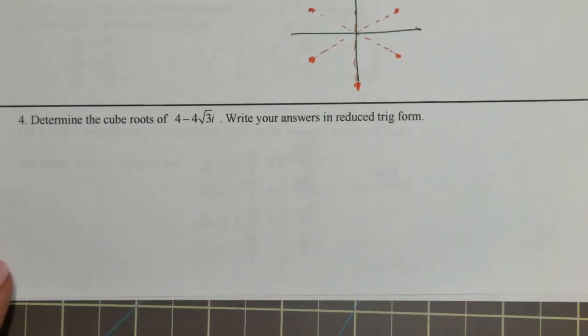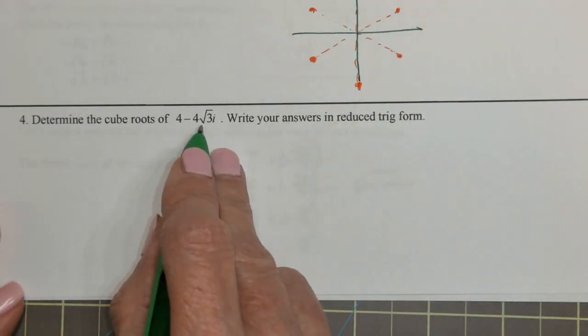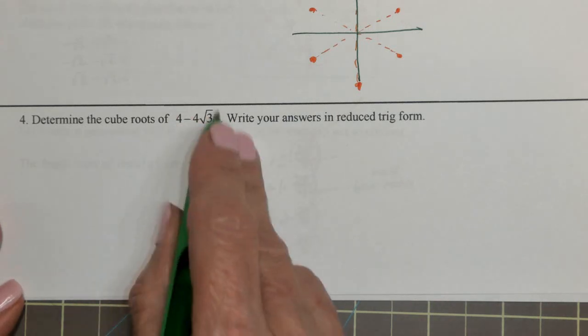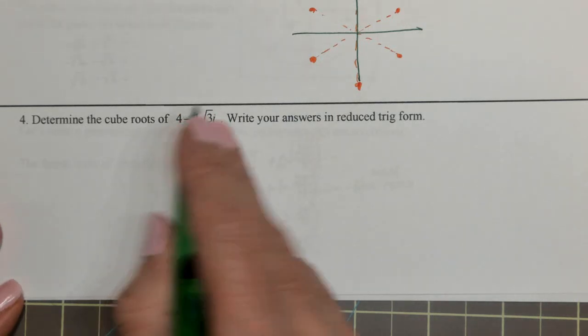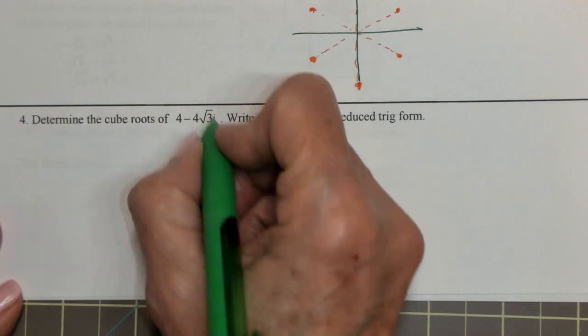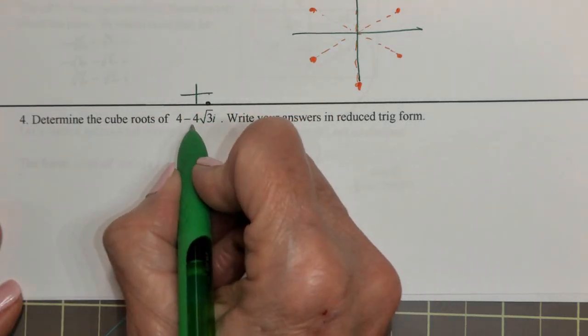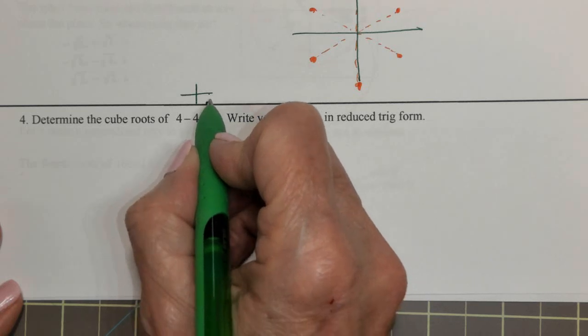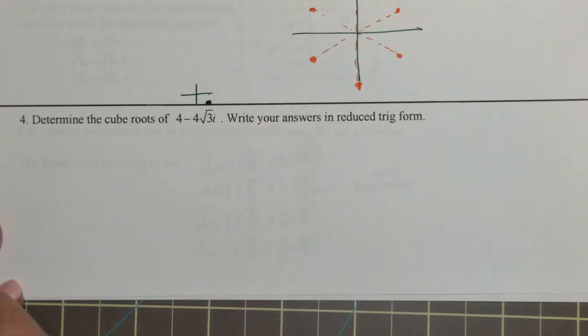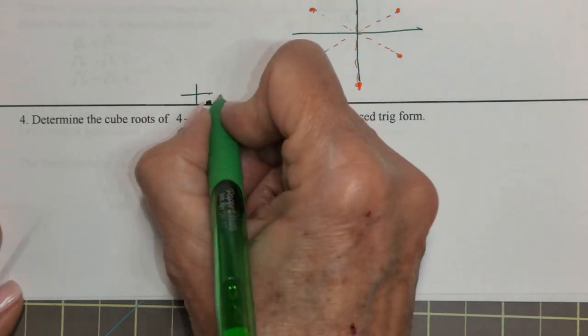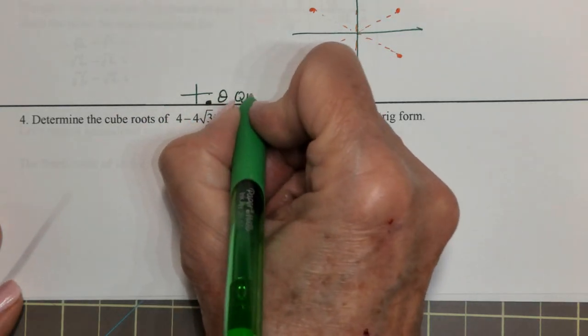Alrighty. One last example. Let's determine the cube roots of this complex number. First thing we're going to do is write it in trig form. So I need to think about where that's located. Positive 4, negative 4 square root of 3 i. So it's in quadrant 4. So I need to put my theta in quadrant 4.